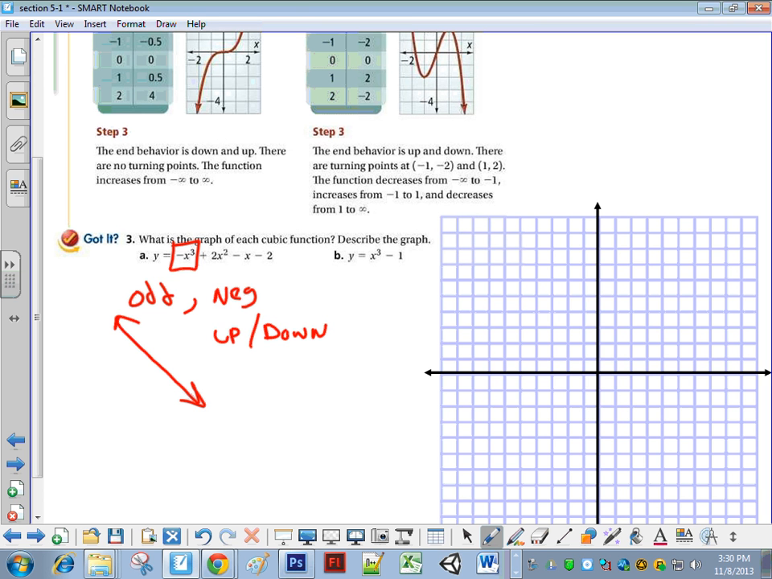The same thing with this one. This, part B, I have positive x cubed. If it was a line, it would have looked like this. And that would be odd and positive. So that's down and up. All right. As far as graphing this, we'll hold off on graphing for now.